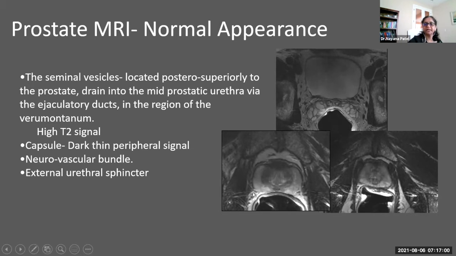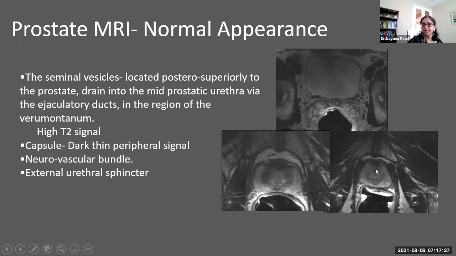Neurovascular bundles are low signal intensity tiny foci at the 5 and 7 o'clock position seen on the T2 weighted images. These are the nerve branches of the corpora cavernosa along with the arterial branches from the inferior vesical artery and accompanying veins. They surround the periphery of the prostate gland at the base and the apex and penetrate the capsule, which could be potential route for the tumor extension.